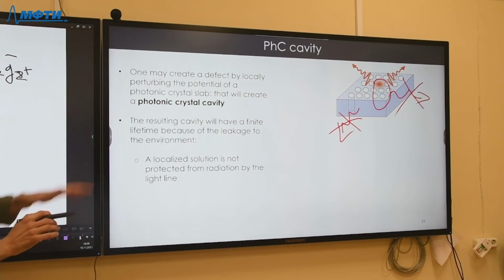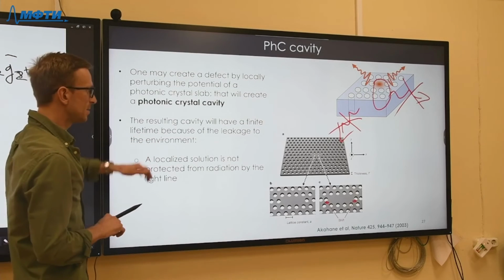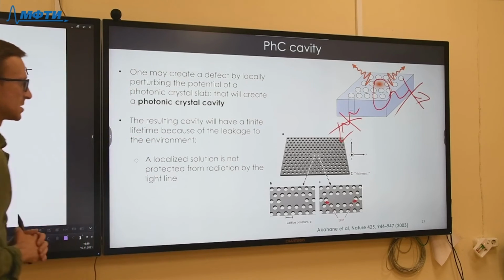And so this solution of Maxwell's equations will have only finite lifetime. This is a resonance. This is the so-called photonic crystal cavity mode, with finite lifetime because of leakage to the environment, because the photonic crystal doesn't protect from that leakage. And this is usually how these photonic crystal cavities are engineered.